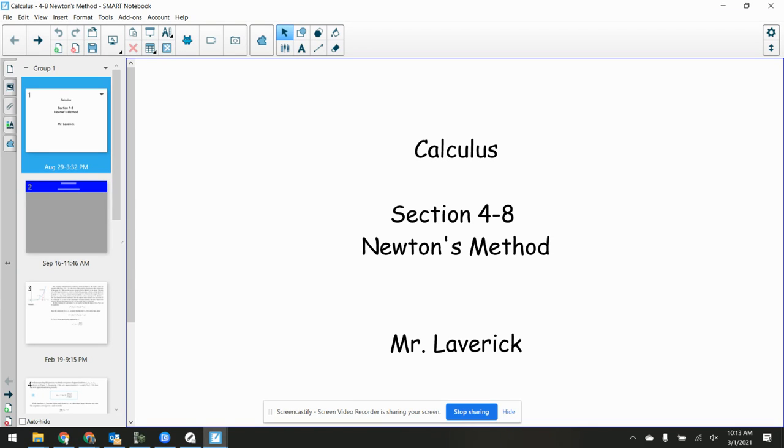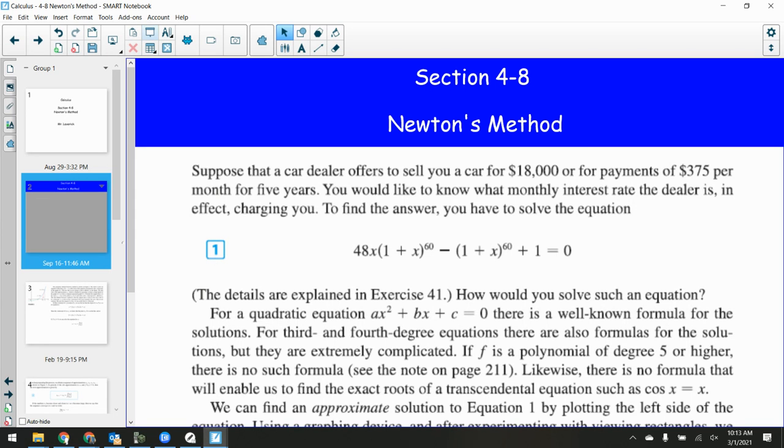It's called Newton's method, and basically it's Newton's method for finding zeros. Okay, that's basically what it is. It's Newton's method for finding zeros of a function. Okay, let's take a look here.